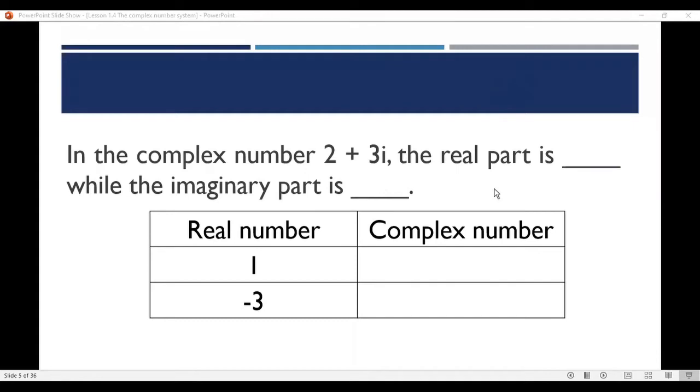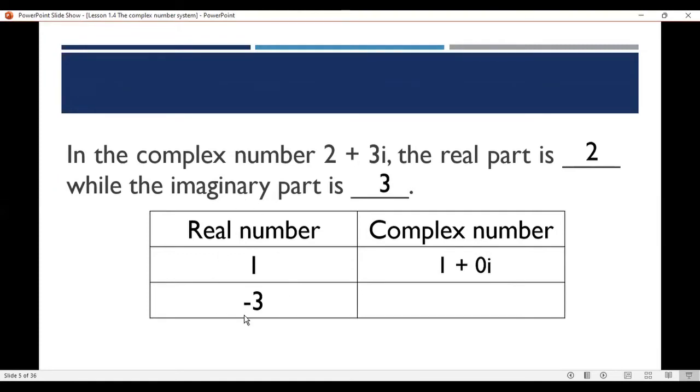Okay, so ang sagot natin dyan, 1 plus 0i. Okay? So yung real number 1 sa complex number, yon ay 1 plus 0i.